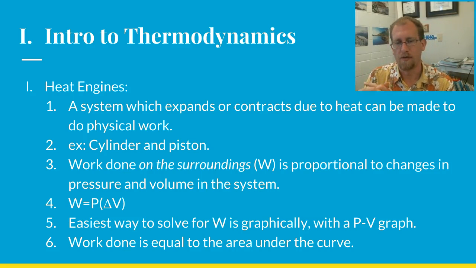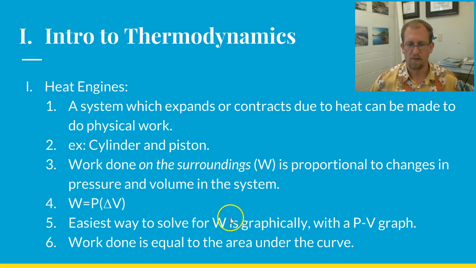Okay, so the work on the surroundings is proportional to changes in pressure and volume in the system. So we have work on the surroundings is equal to pressure times the change in volume. The easiest way to solve for W is to do it graphically with a PV graph, and I'll show you that in a moment, how to work that. And the work done, if you have a PV graph, is equal to the area under the curve.